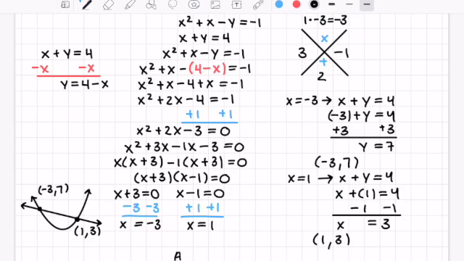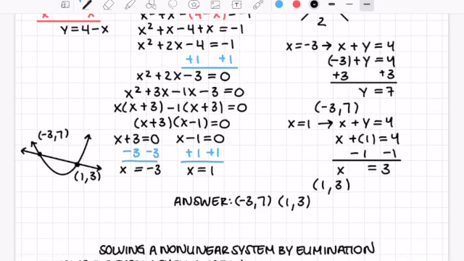So the answer is (-3, 7) and (1, 3). That would be my final answer.